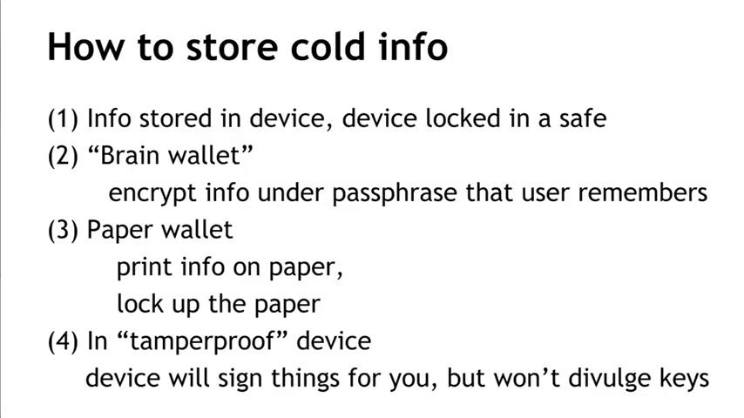The second method we can use is called a brain wallet. In a brain wallet, what we're doing is taking the information that we want to protect and encrypting it under some kind of passphrase or password that a user remembers. Then, in order to get the information back later, we're going to ask the user to give us the passphrase, and then we'll be able to decrypt.